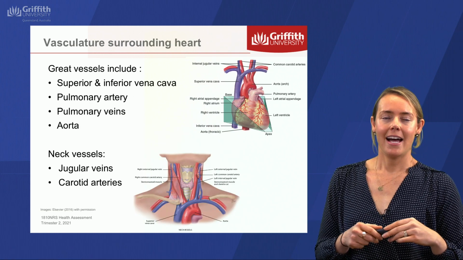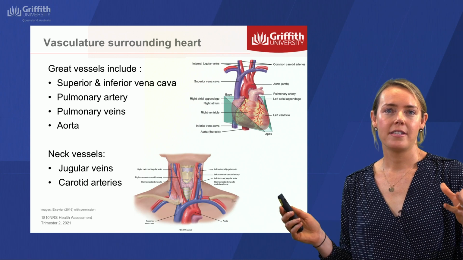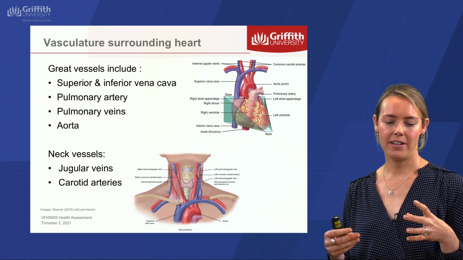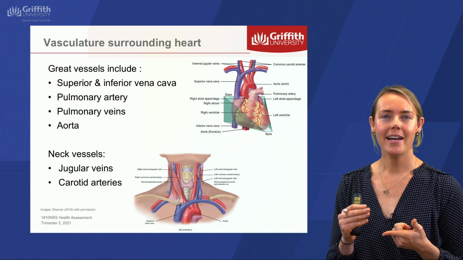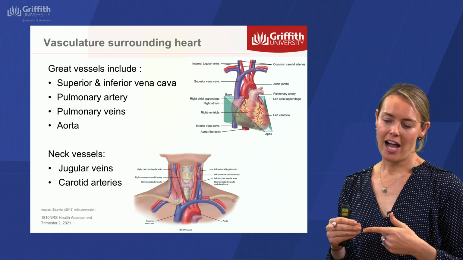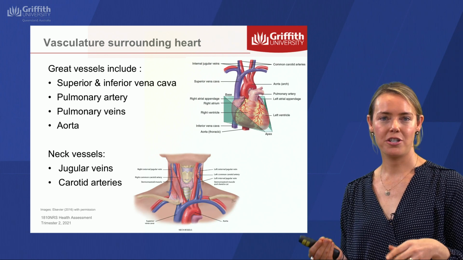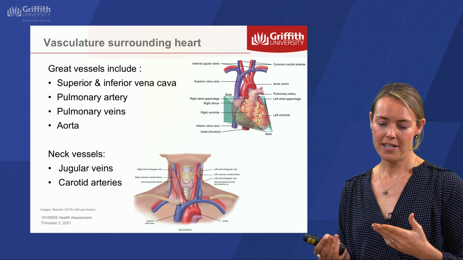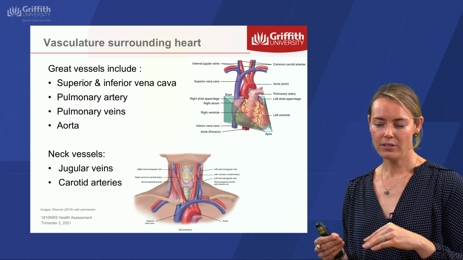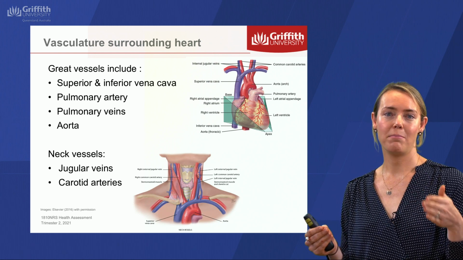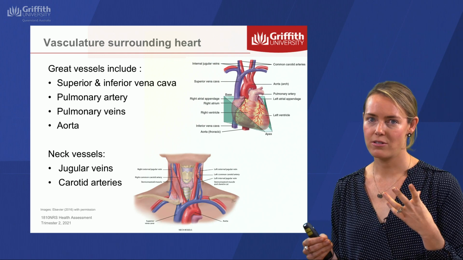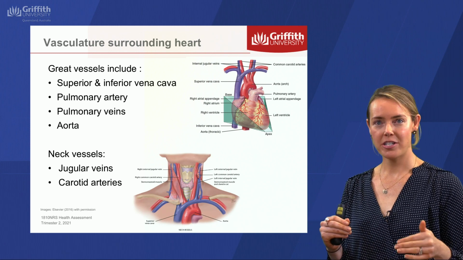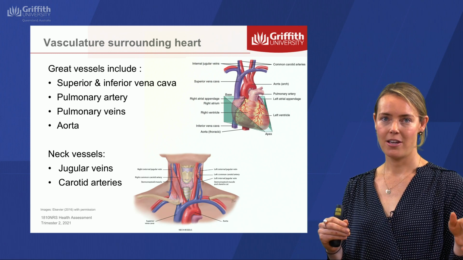So when we're looking at the vasculature surrounding our heart, so thinking about our big, great vessels surrounding that heart, okay? We've got our superior and inferior vena cava. Their role is to return deoxygenated blood to the right side of the heart. Then we've got the pulmonary artery. It will leave the right ventricle and carry that deoxygenated blood to the lungs to get reoxygenated, okay? Then our pulmonary veins return freshly oxygenated blood from the lungs to the left side of the heart.